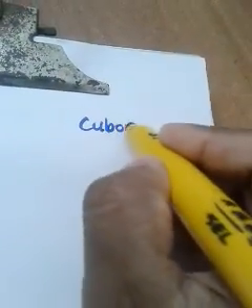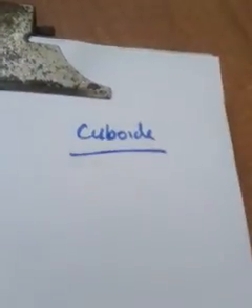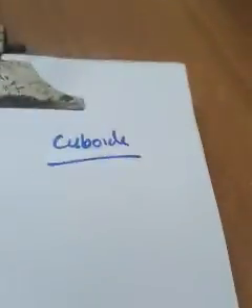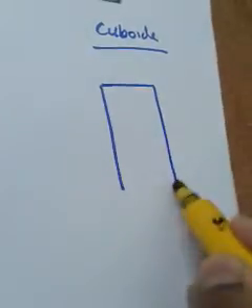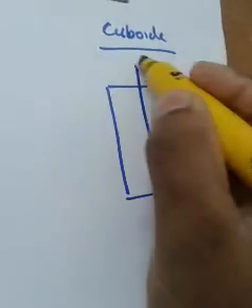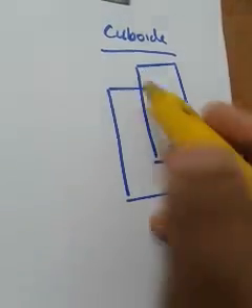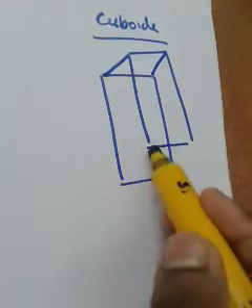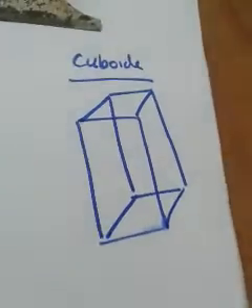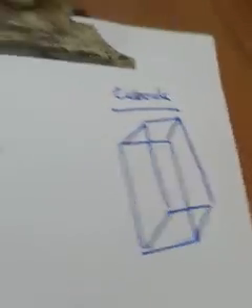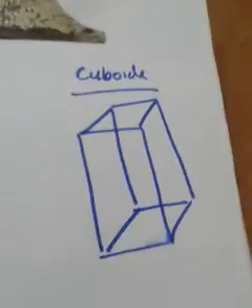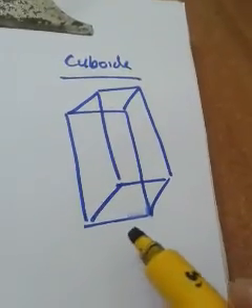And let me draw a cuboid. Can you call a cuboid a solid? Yes, of course, a cuboid is also a solid. Why? Because this is the figure of a cuboid. What is the specialty of this one? What is the difference between a cube and a cuboid? In a cube, all the sides are equal, whereas in a cuboid, all the sides are not equal.